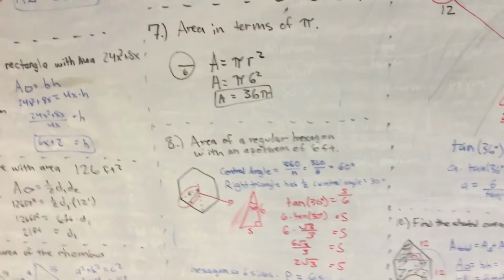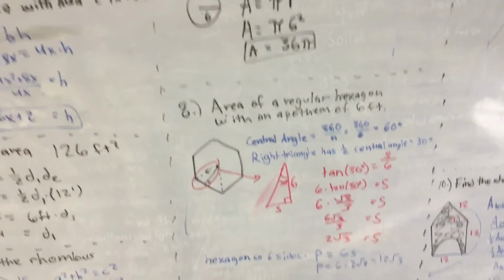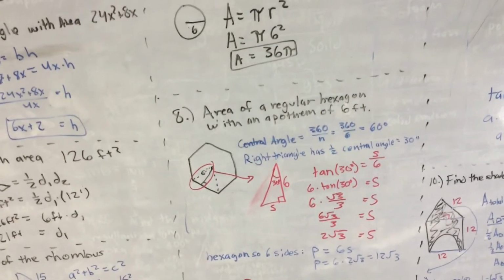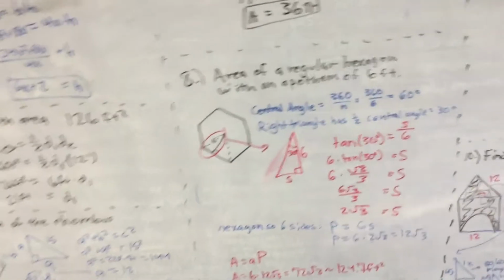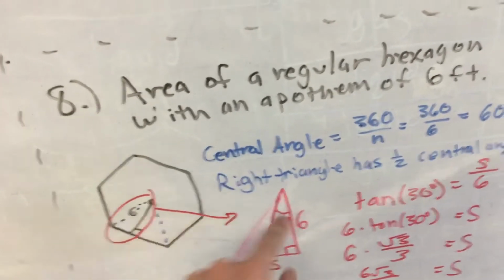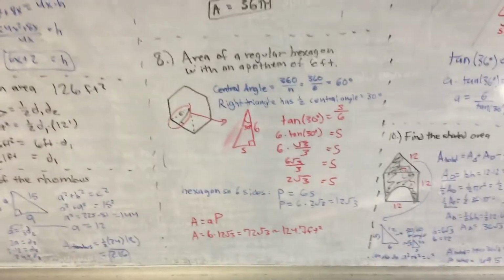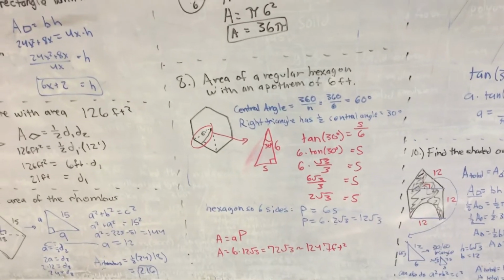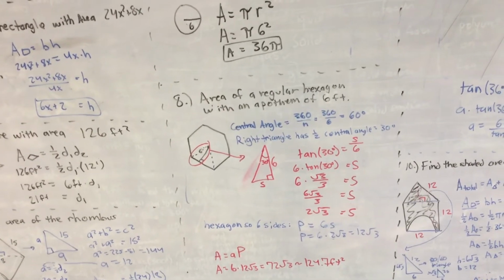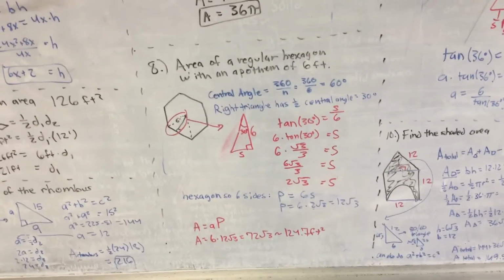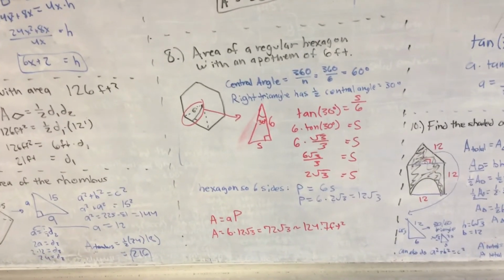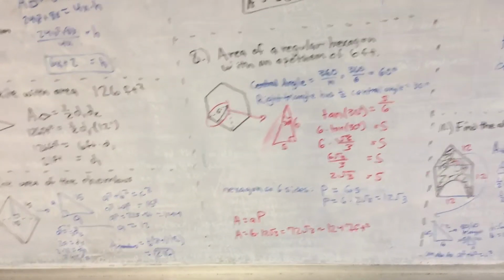Remember, the formula for central angle is 360 divided by n. For a hexagon, it'll be 360 divided by 6 because a hexagon has 6 sides. Half of that is 30. Then we can use the tangent because we're using the sides that are opposite and adjacent to this angle. When we do that, we get 6 square root of 3. We get 2 square root of 3. My bad. Anyway, after we do that, we find our perimeter, which will be 6 times the side. Then we plug the perimeter and the apothem in, and we get our final answer.